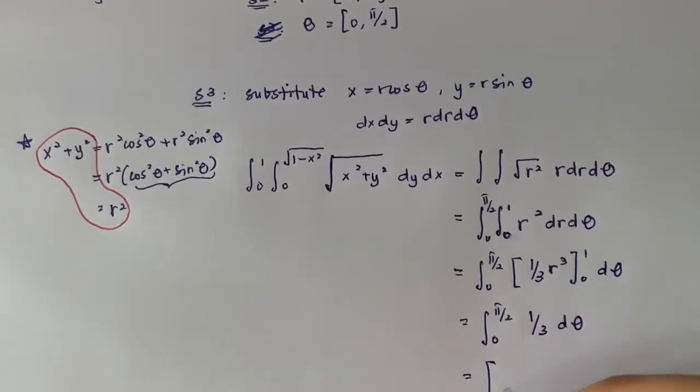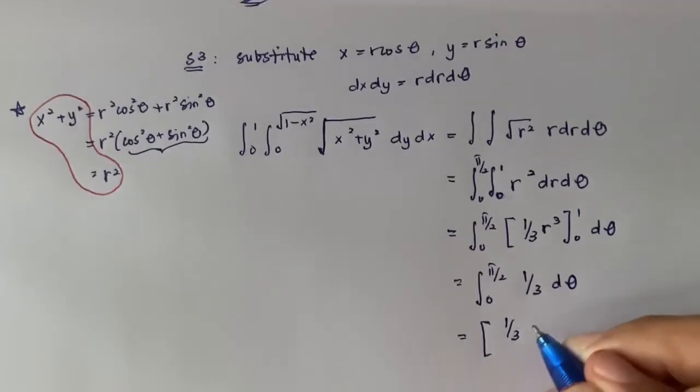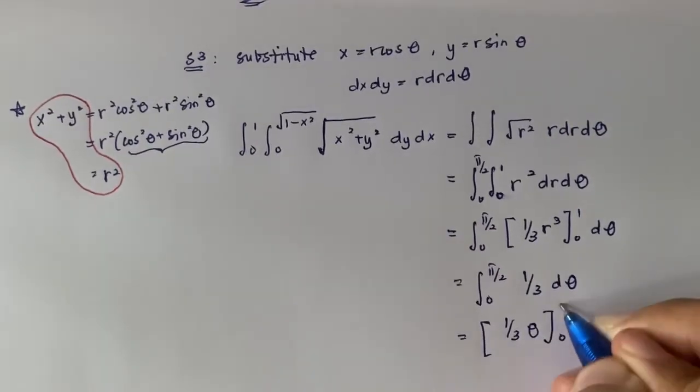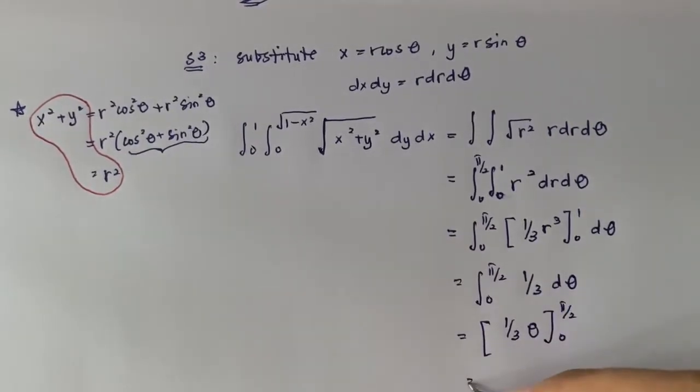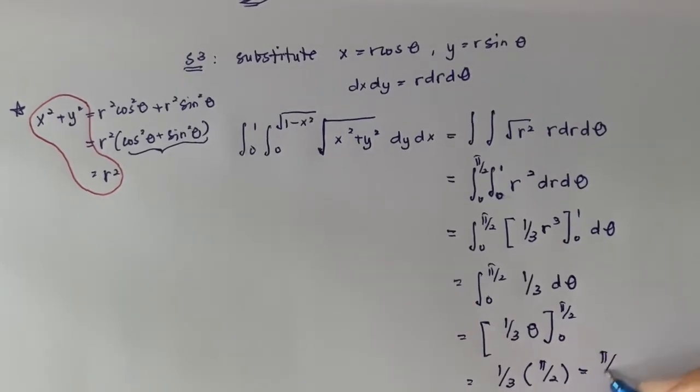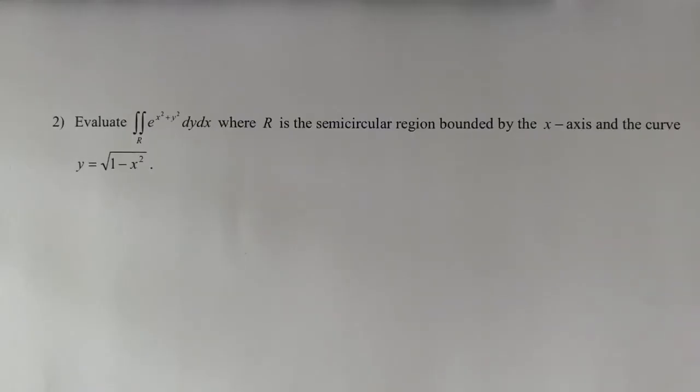Then from here, you have 1 over 3 theta from 0 to pi over 2. So 1 over 3 multiplied by pi over 2 minus 0 is equal to pi over 6. Let's see the second example.